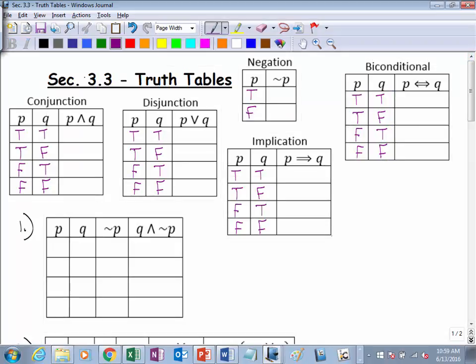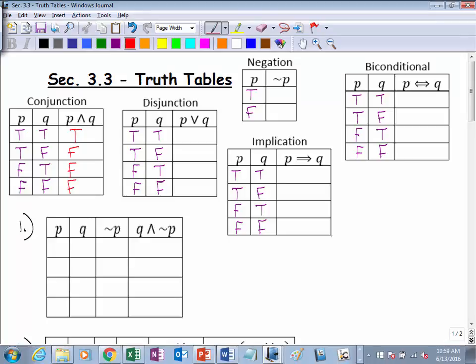All right, so for and, like I said, when you say P and Q, in order for that to be true, both P and Q have to be true. So the only time when P and Q is true is right here, when they're both true. Any time that one of them is false, then that and statement is false. So then that's going to be true, false, false, false.